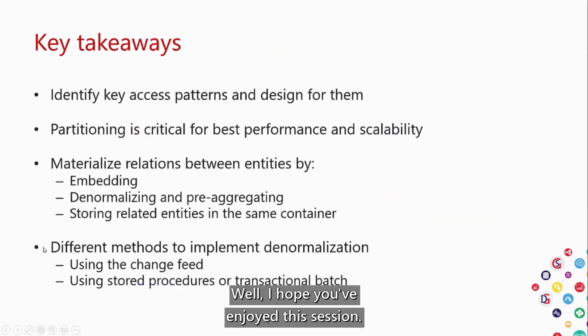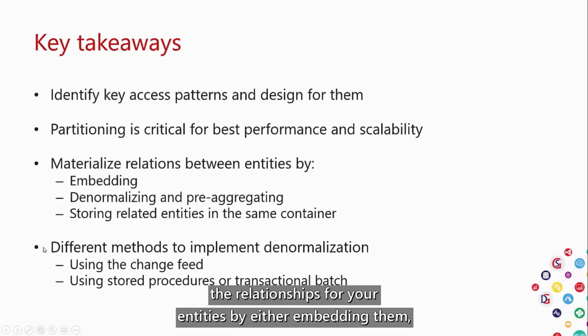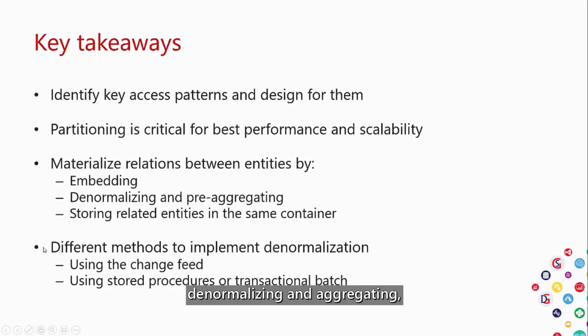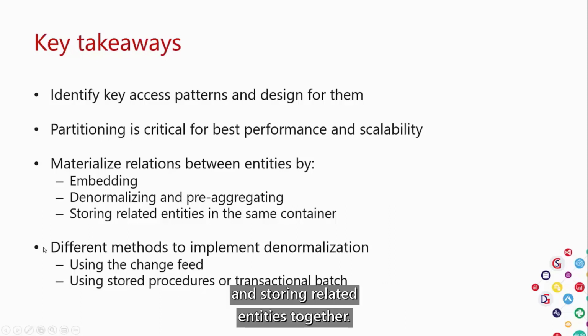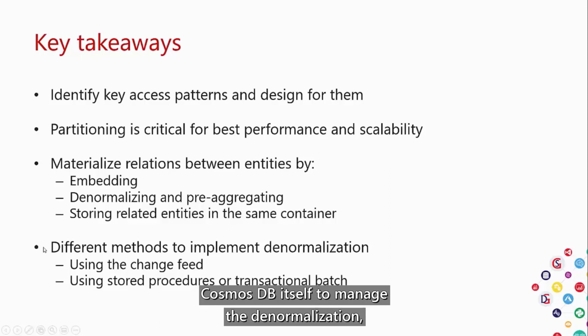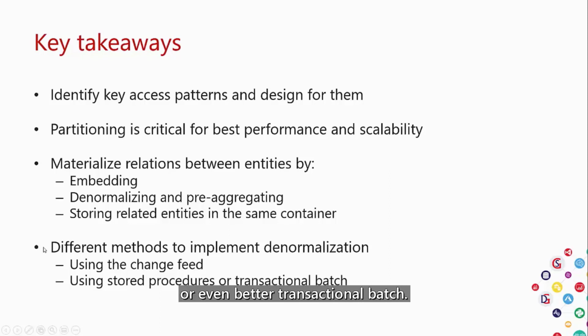Okay, well, I hope you've enjoyed this session. Key takeaways I hope you run away with today: always start by looking at the access patterns for your data and design around the most important and used operations. Partitioning is absolutely critical to achieving optimal performance and scale. A container with a good partition strategy will provide good performance and latency regardless of size. You want to materialize the relationships for your entities by either embedding them, denormalizing and aggregating, and storing related entities together. Finally, you want to use the tools built into Cosmos DB itself to manage the denormalization, including change feeds, stored procedures, or even better, transactional batch.